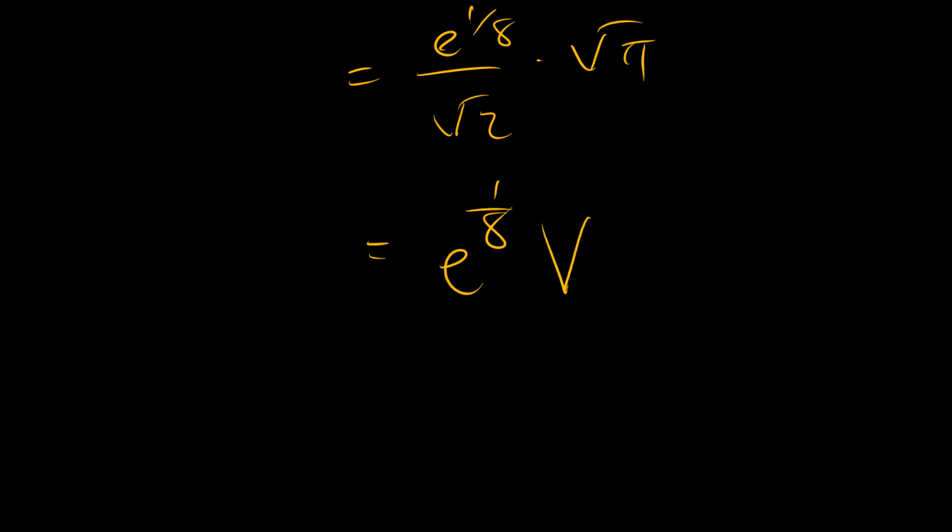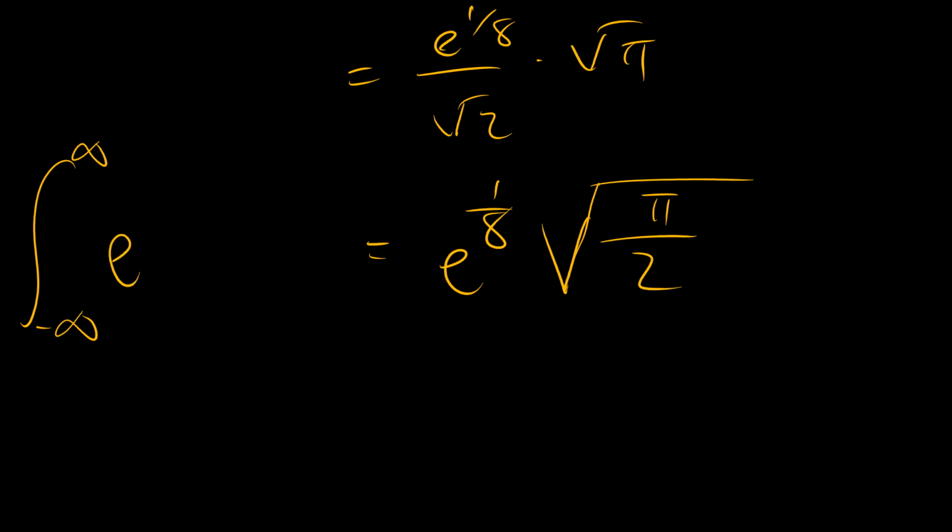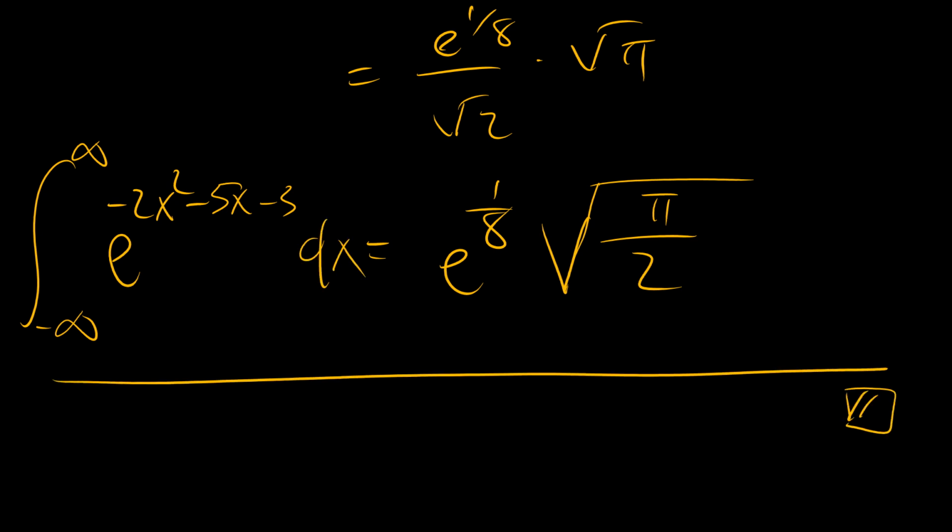So what that means is that our integral is e to the power 1 over 8 over root 2 times root pi, which is the same as e to the power 1 over 8 times the square root of pi over square root of 2. And this here is the answer for the integral from x tending to negative infinity to x tending to positive infinity of e to the power negative 2x squared minus 5x minus 3. So that, ladies and gentlemen, is our answer.